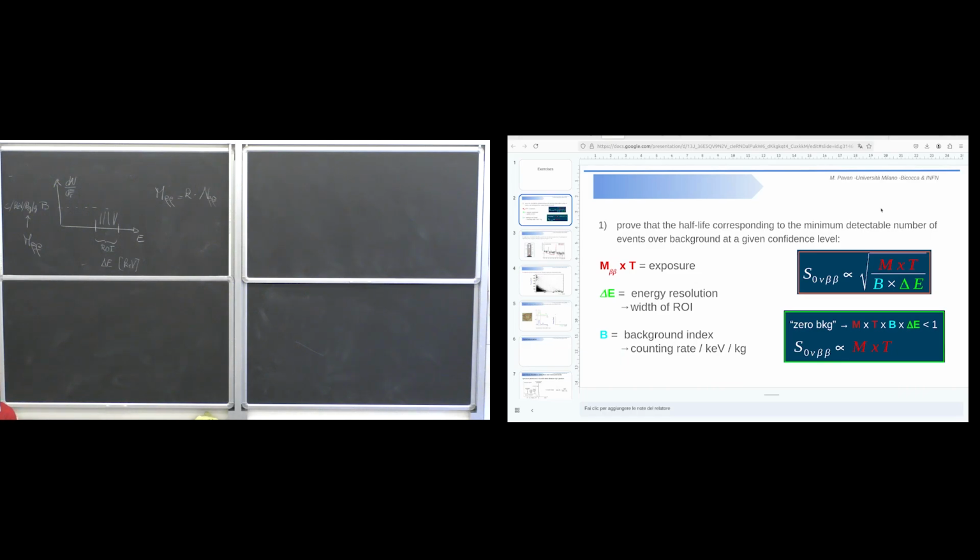So my need is to understand what is the longest half-life that I'm able to see with my detector. Okay?